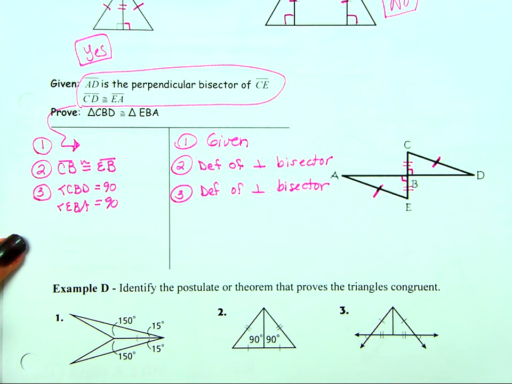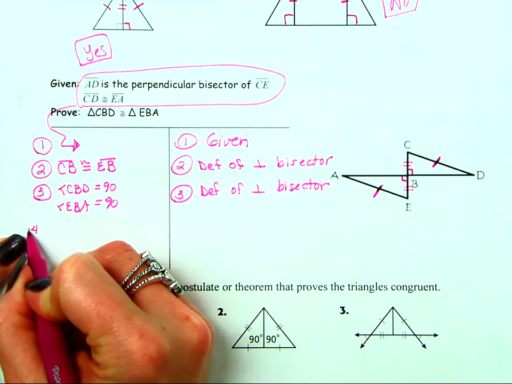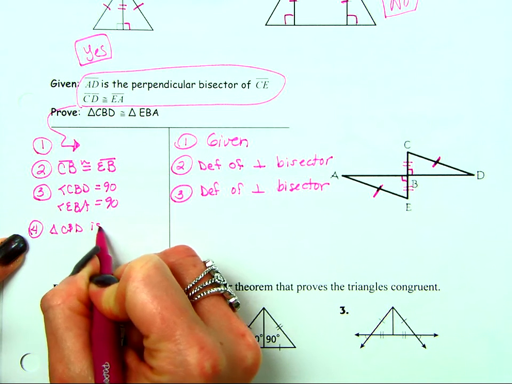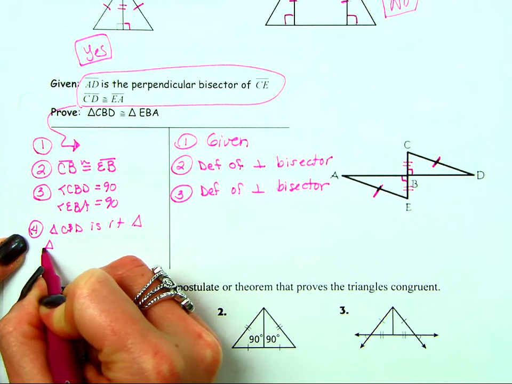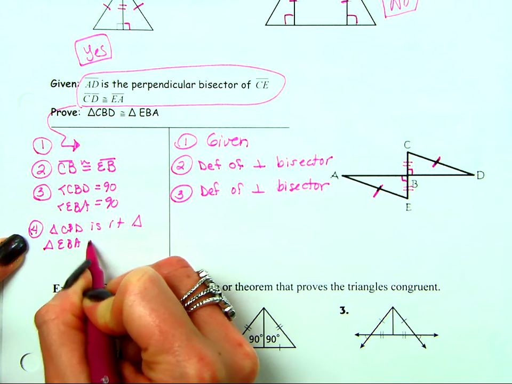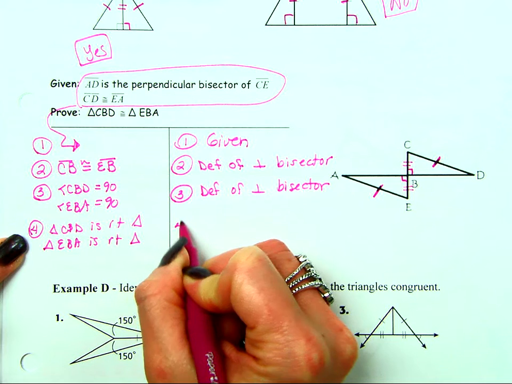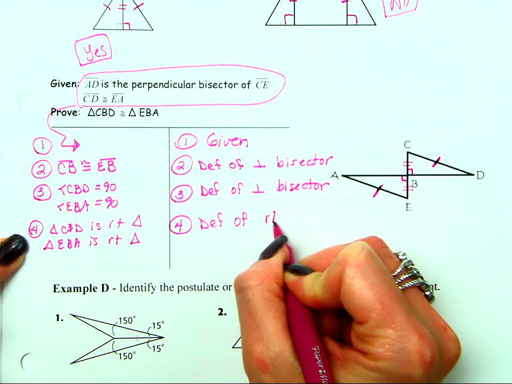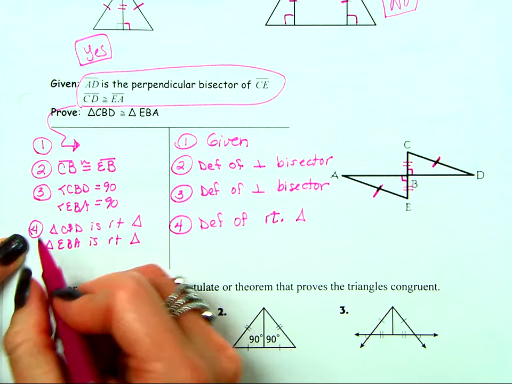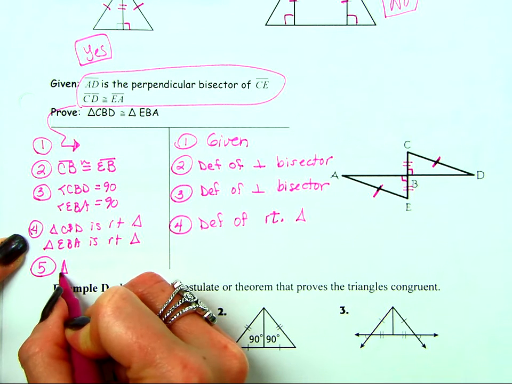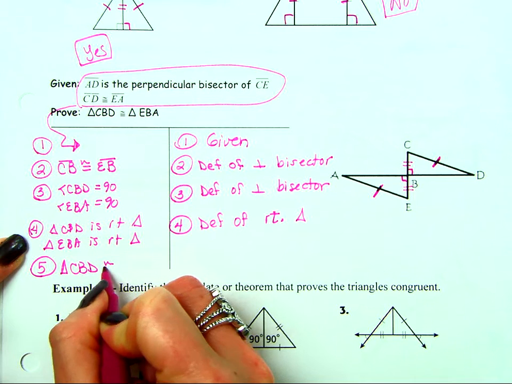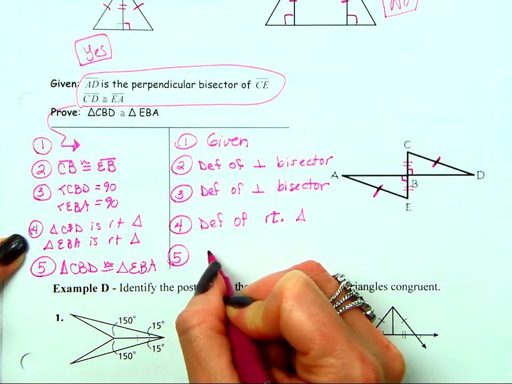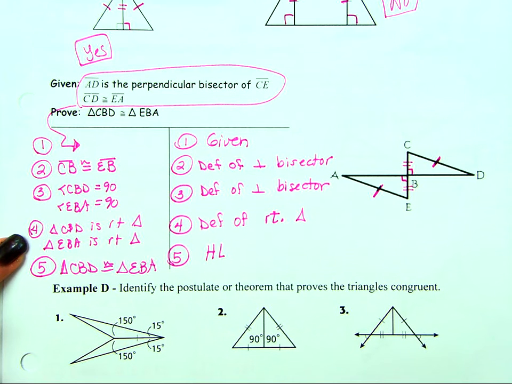Now, if I was being really thorough, I probably should go ahead in my proof and say that triangle CBD is a right triangle, and triangle EBA is a right triangle. Why do we know that? Well, by definition of a right triangle, it has to have one right angle, which would then allow me to say, well, those triangles must be congruent, because we can use the hypotenuse leg shortcut.